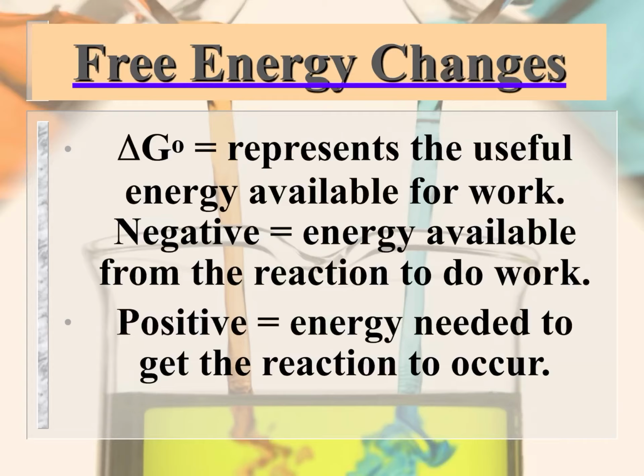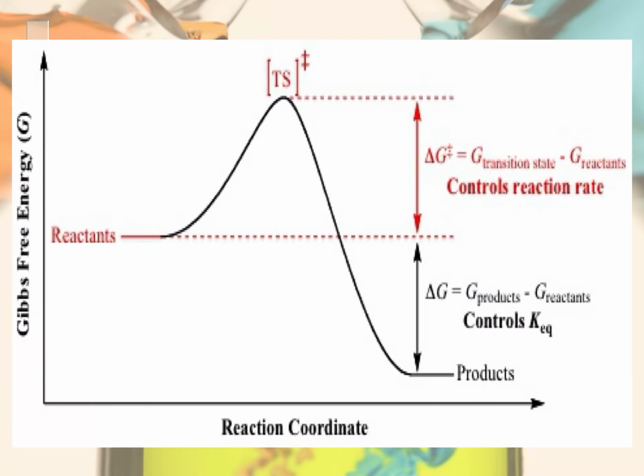All right, so if we get a negative value for delta G naught, and delta G naught is just standard conditions, but it doesn't include temperature. Delta G is highly temperature dependent. If it's negative, that means the reaction is spontaneous. If it's positive, that means the reverse reaction is spontaneous.